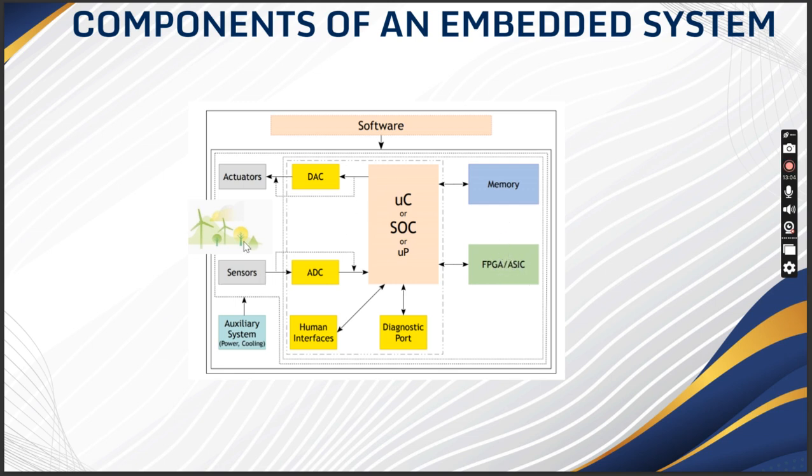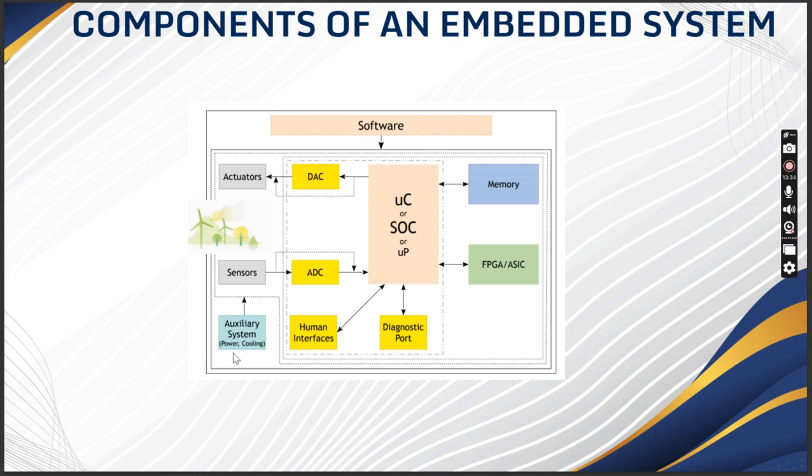Okay, this is input. Next we go through the output, that is actuators and DAC. DAC is nothing but digital to analog converter. Based on the processed input, the microcontroller may need to control the actuators, for example motors. If the actuator requires an analog signal, then the digital signal is converted into analog using the DAC.